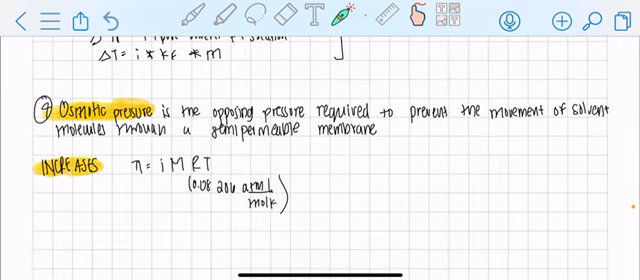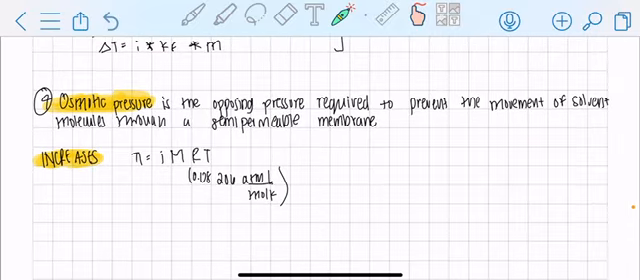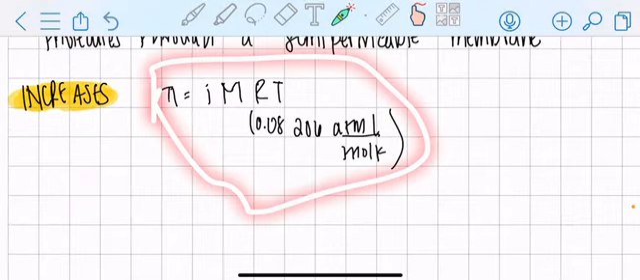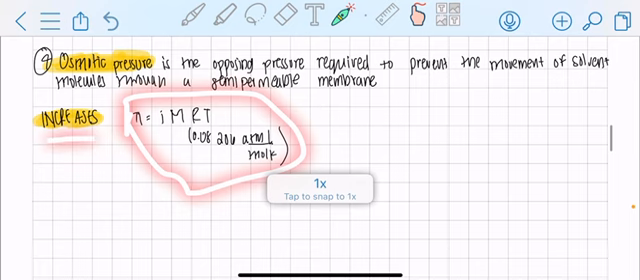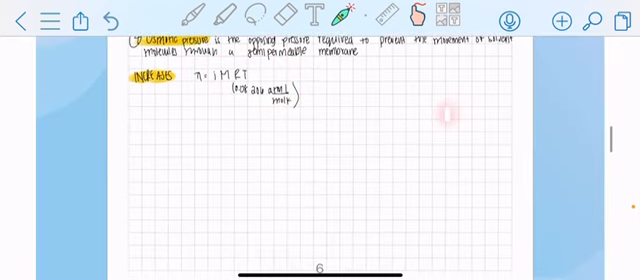Osmotic pressure is an opposing pressure required to prevent molecules of solvent going through a semi-permeable membrane. You do not need to know this equation for our course, but osmotic pressure increases for a solution compared to a pure solvent. And that is it for chapter 11.